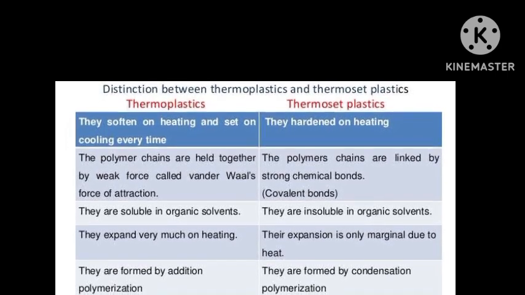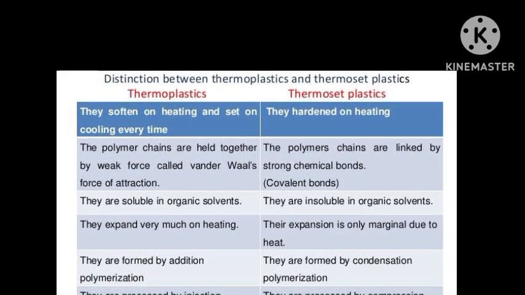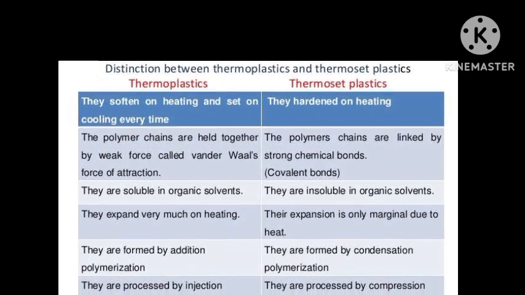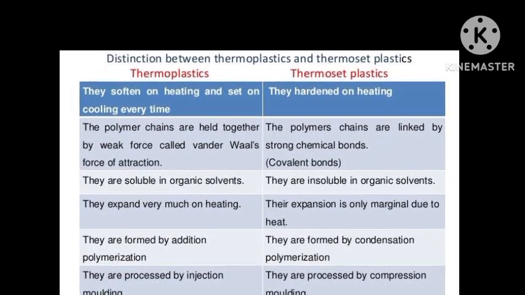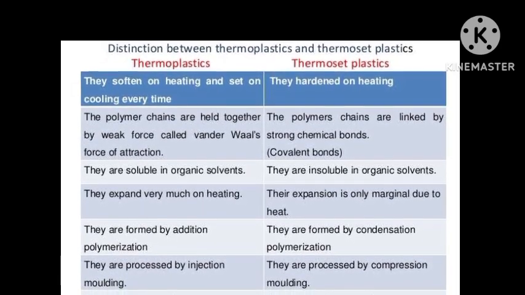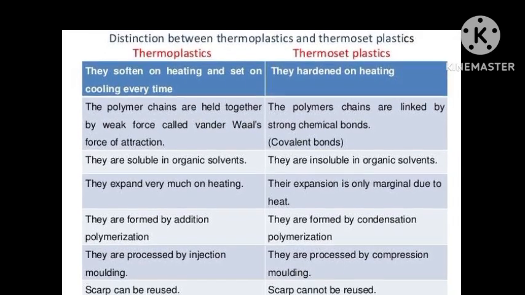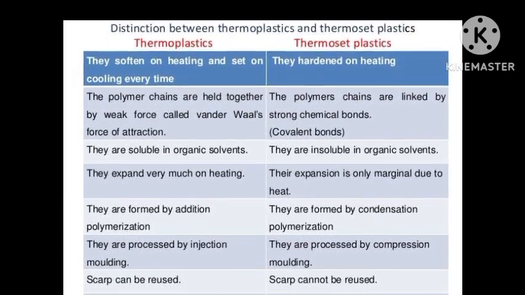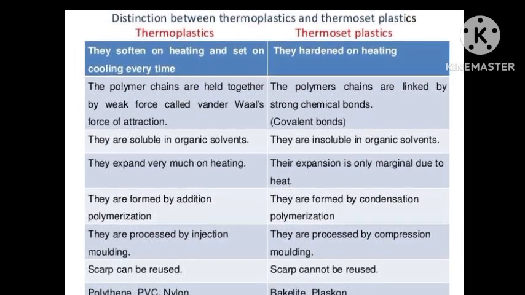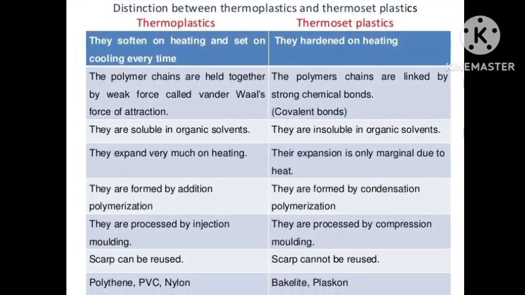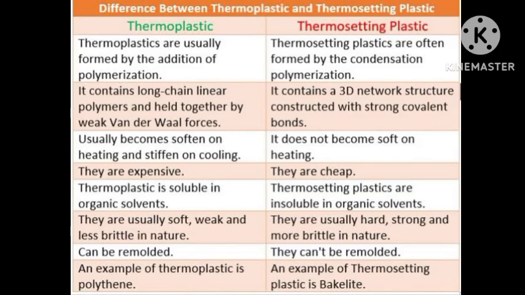Thermoplastics expand very much on heating. In thermosetting plastics, the expansion is only marginal due to heat. Thermoplastics are formed by addition polymerization. Thermosetting plastics are formed by condensation polymerization. Thermoplastics are usually soft, weak, and less brittle in nature. Thermosetting plastics are usually hard, strong, and more brittle in nature.